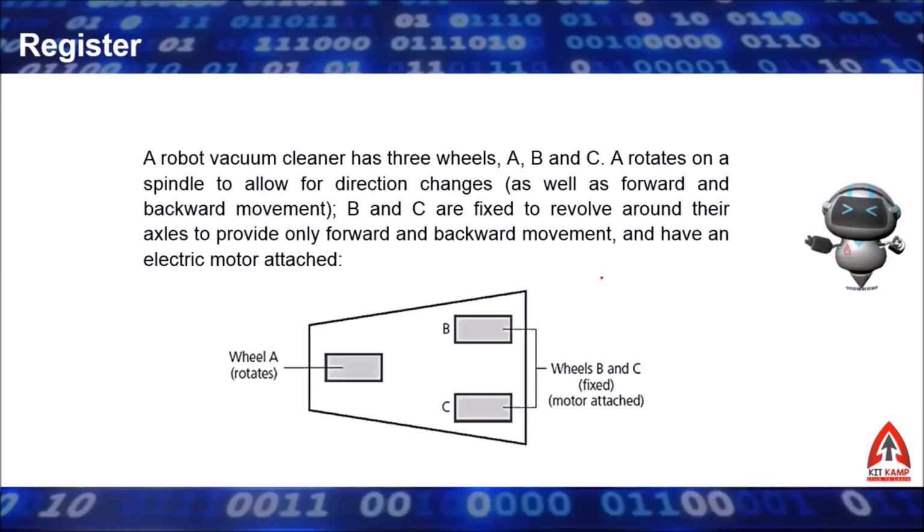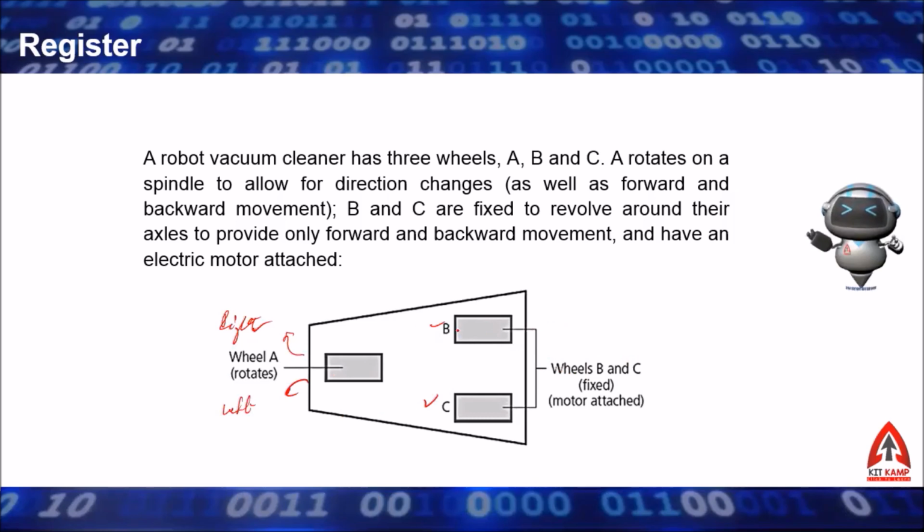Let's take an example of a robot vacuum cleaner that has 3 wheels: A, B, and C. Now, A rotates on the spindle to allow direction changes, so it is actually moving left and right. This is your left side and this is your right side.